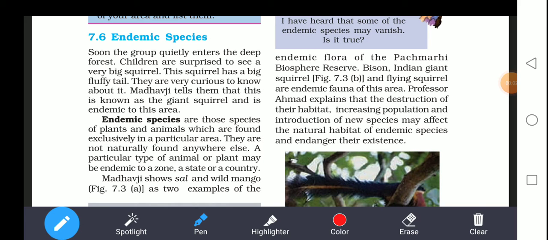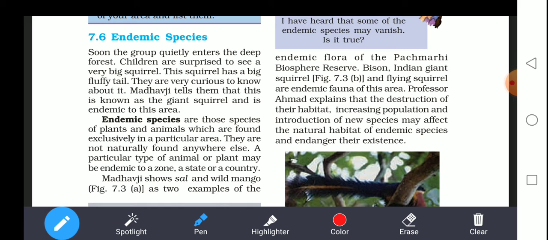Good morning, students. Today, in this chapter, we have already learned about the conservation of plants and animals. We have seen different types of conservation of wildlife and many other species. So we've studied endemic species.